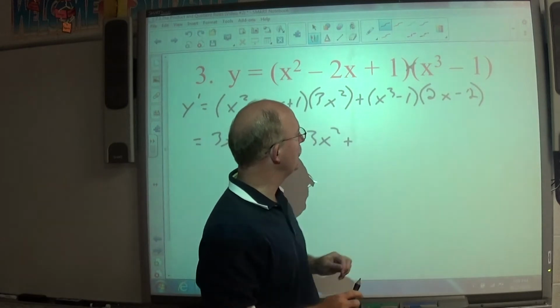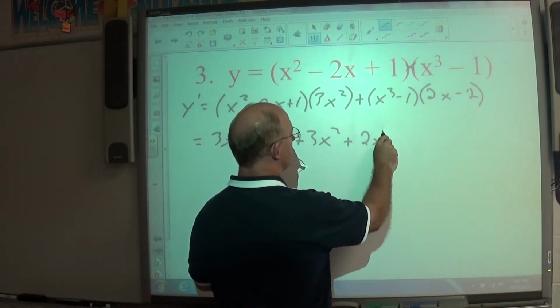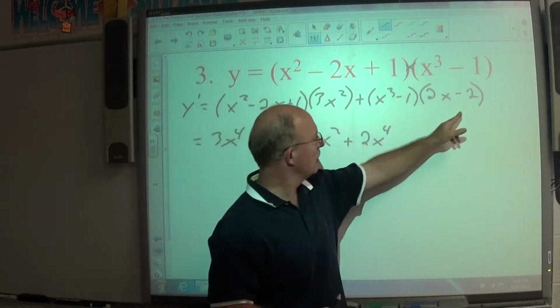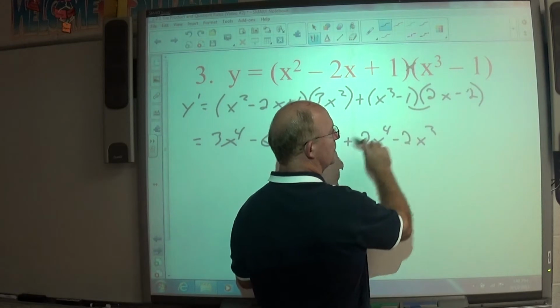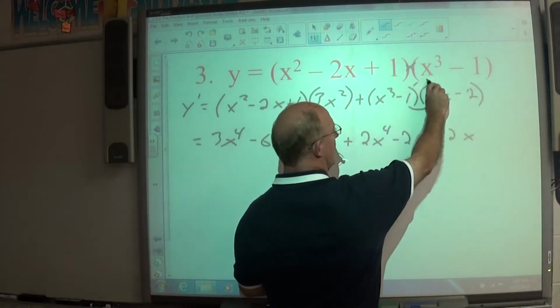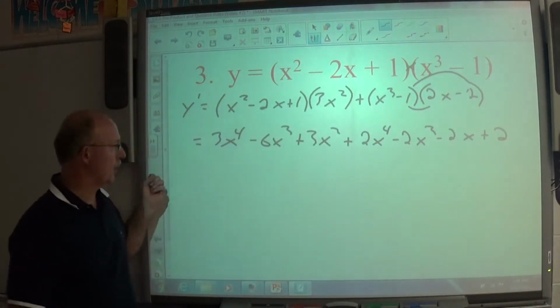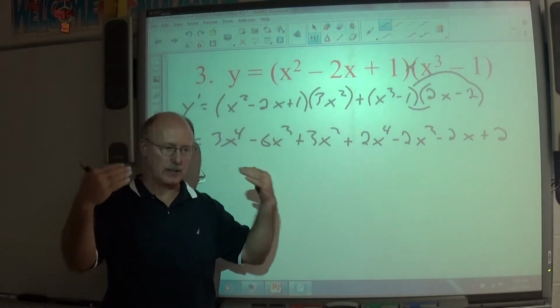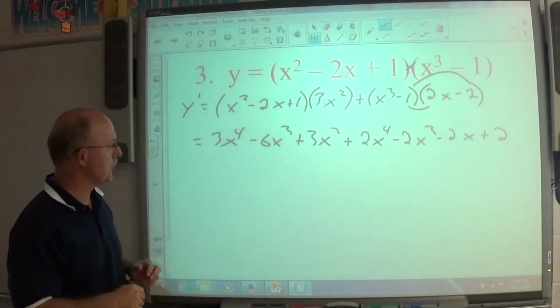x cubed times 2x will give us 2x to the 4th. Multiply the outside terms, x cubed times negative 2 is negative 2x cubed. Multiply the inside terms, negative 1 times 2x is negative 2x. And multiply the last terms, negative 1 times negative 2 is 2. All right, now hopefully I did all that correctly. All right, so you got to be real careful with your signs, with your multiplication as you're multiplying here.